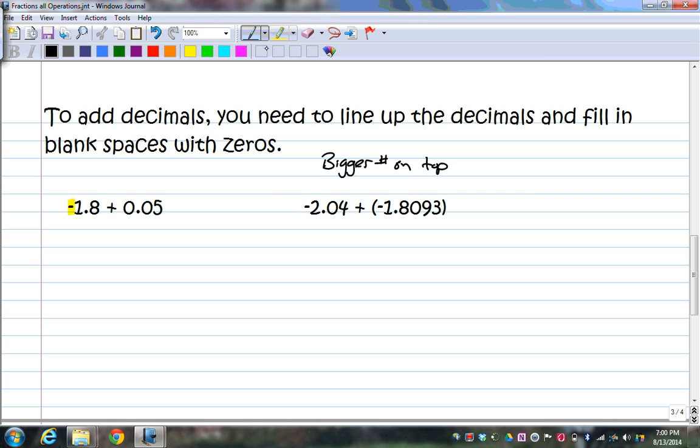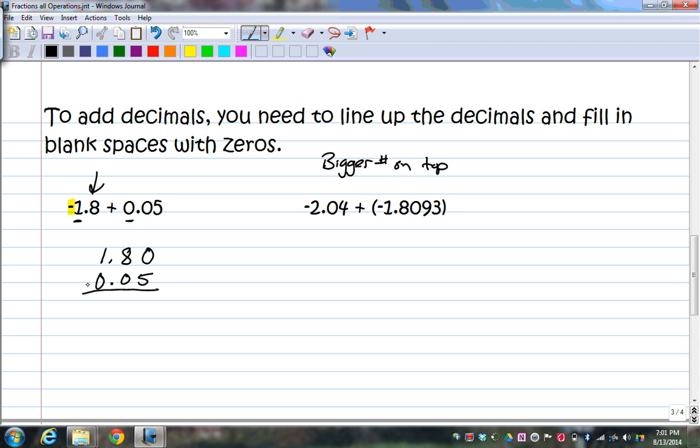So remember, when we're comparing numbers, we look digit by digit when it's decimals. A 1 is bigger than 0, so this is the bigger number. I'll put 1.8 here. We need to line up the decimals, 0.05, and fill in the blank spaces with 0. There's a blank space here.